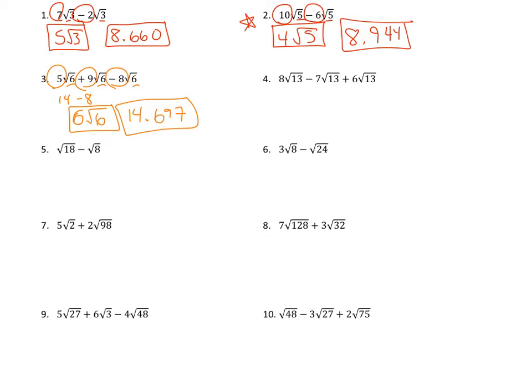So just like on number 2, I want you to answer number 4. Your exact answer should be 7 square root 13 because you're adding your 8, minus 7 is a 1, plus 6 more is 7. Your non-exact answer then would be 25.239.